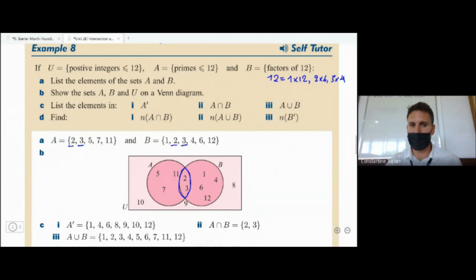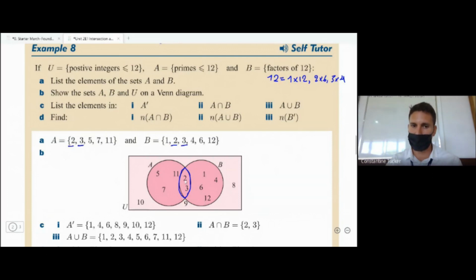Done. B, I've taken the 2 and the 3. Great. So let's put in the rest in there. 1, 4, 6, and 12. Done. And now that I've put all of that stuff in, I have to remember to put in the leftovers outside the circles. So which numbers between 1 and 12 have I not taken already?